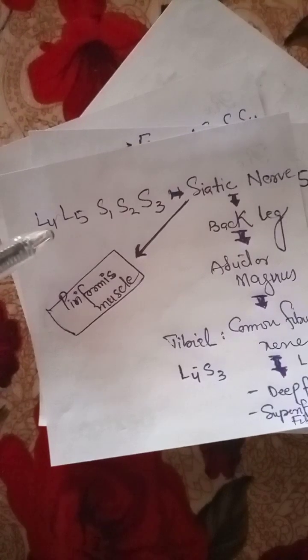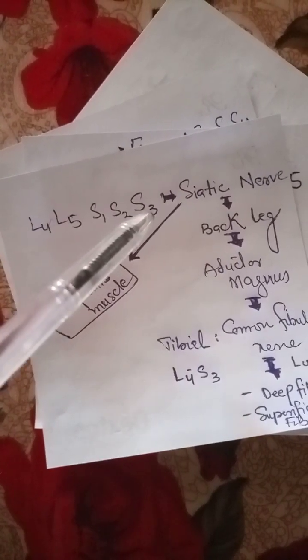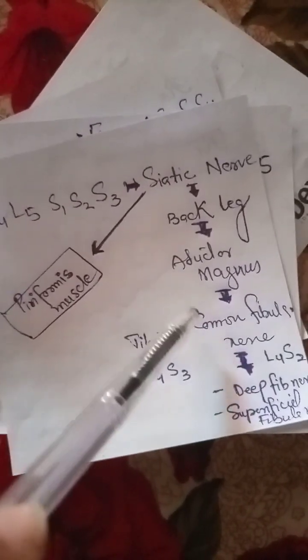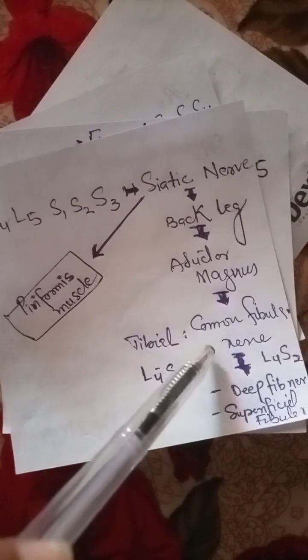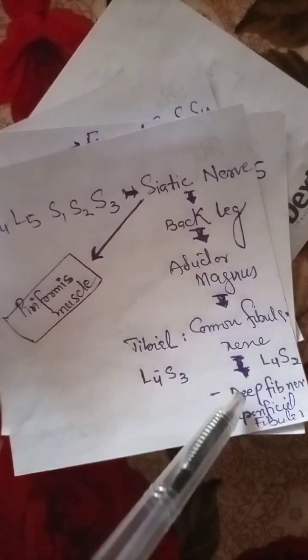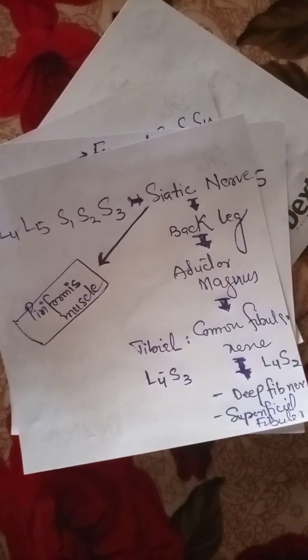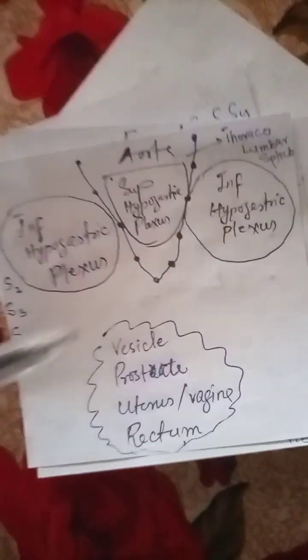Now, sciatic nerve is the longest branch of the sacral plexus. It has a nerve root of L4 up to S3 except S4, and it runs down in the back of the leg from adductor magnus, divides into the common fibular and tibial nerve, and then common fibular nerve divides into deep and superficial fibular nerve.